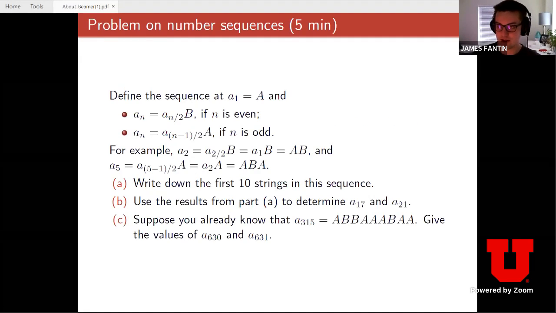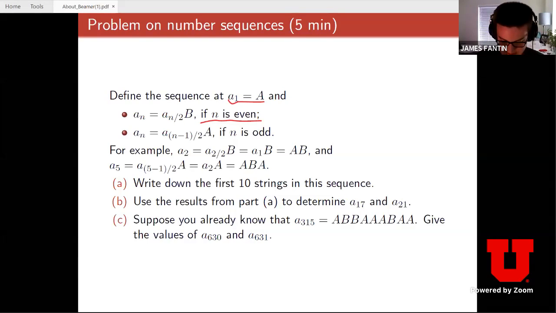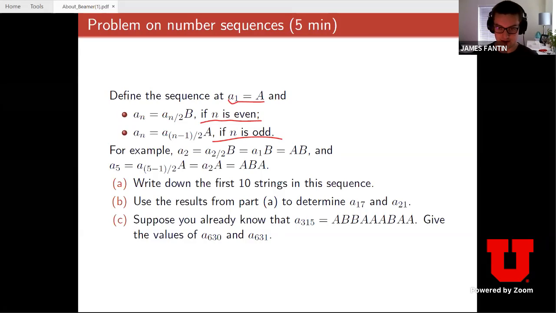So here's our first discussion problem. We've got this sequence and this recursive formula. The sequence starts with A1 equal to A, and then A sub n is A sub n divided by 2 followed by b if n is even, or A sub n is A sub n minus 1 divided by 2 if n is odd. So we have these two cases depending on whether n is even or odd.